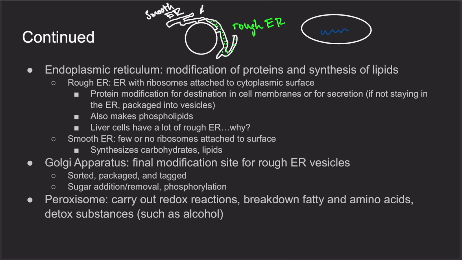It'll break down fatty and amino acids. And it'll also detox substances. So when you ingest alcohol, because, college students, I know you guys like to party. When you drink alcohol, the peroxisome will help detox substances by breaking it down. Okay.